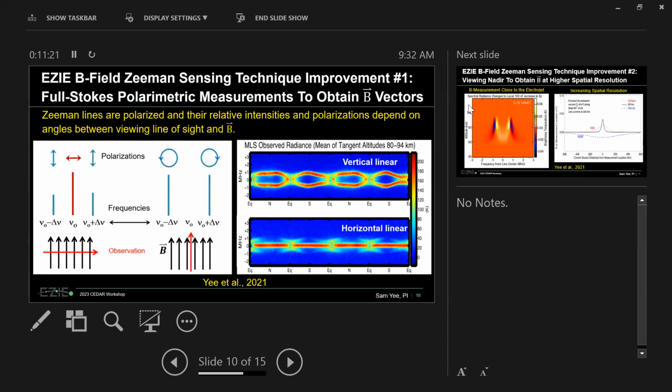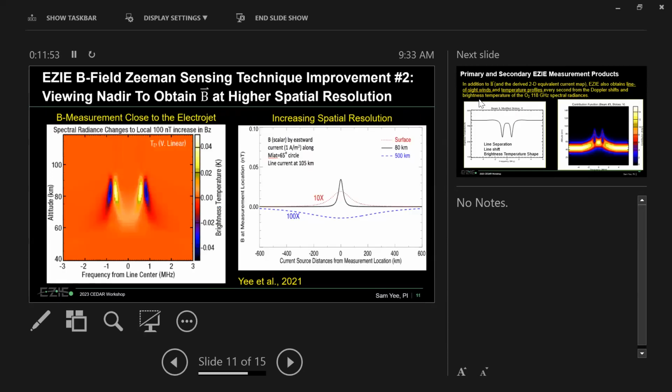So then of the lines, the pi line disappears and only the shifted lines remain. For the perpendicular one, the intensities change differently, as shown on the left. So actually we're seeing a mixture of the two in orbit, and the MLS data also demonstrate this. So we're going to take advantage of the polarization state and the intensity distribution of the lines. If we measure all four Stokes parameters, we can get the total magnetic field as well as the vector of the magnetic field. The next one: instead of looking at the limb, we point straight down.